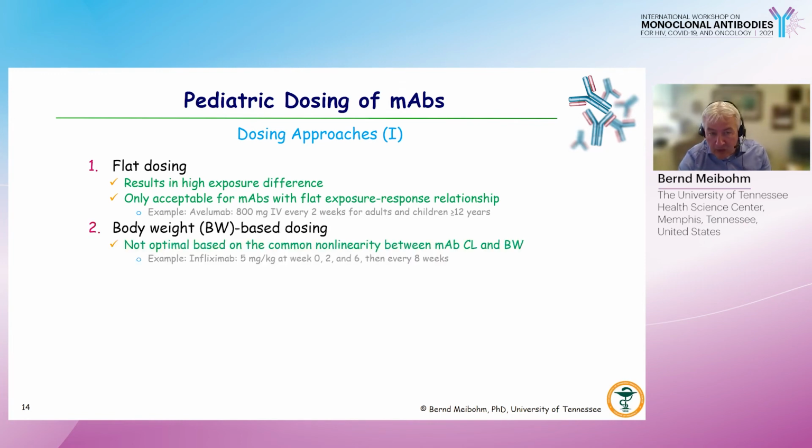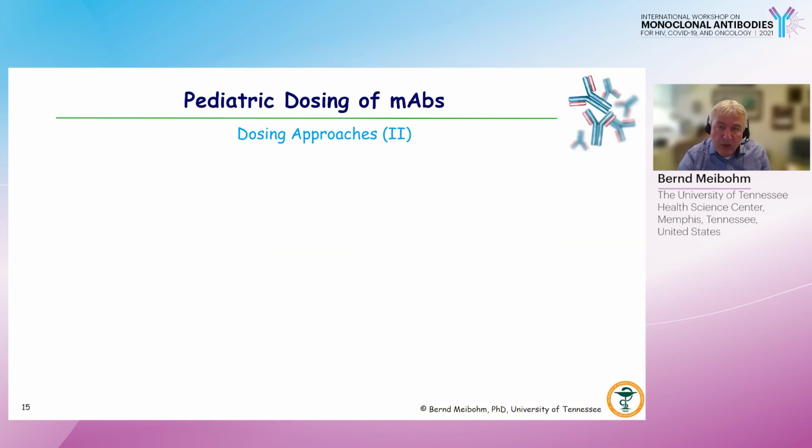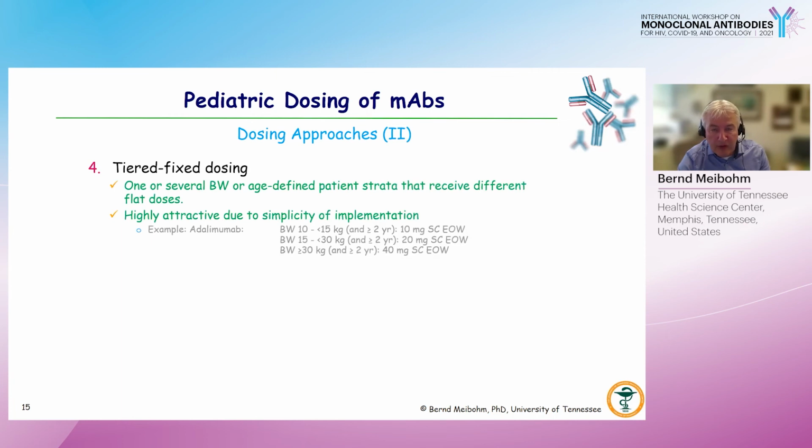Body weight-based dosing is not optimal due to the common nonlinearity between monoclonal antibody clearance and body weight. And allometrically adjusted dosing that takes this nonlinearity into account would theoretically be preferable, but the dose calculations based on exponential functions would ultimately be impractical in clinical use. So what are then the approaches that are actually used?